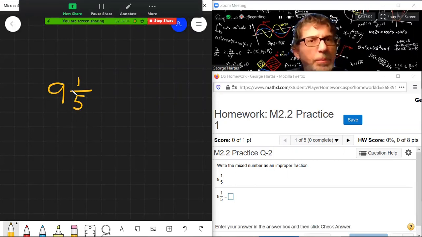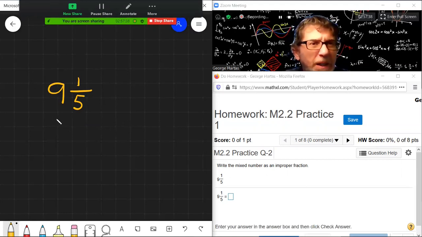Now, this is not multiplication. We're not multiplying 9 times 1/5, and you'll see that later in module 2 of Math 25. It's not multiplication. This is all one number. It's the same number. It's just not in a format that we verbalize. And we can write down 9 and 1/5. This is the same number here. We're going to convert this number into an improper fraction.